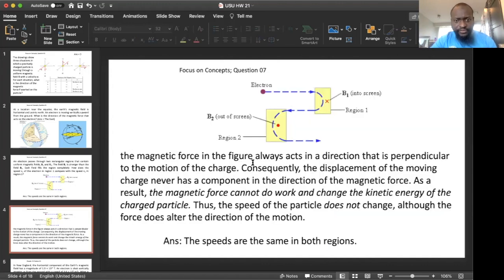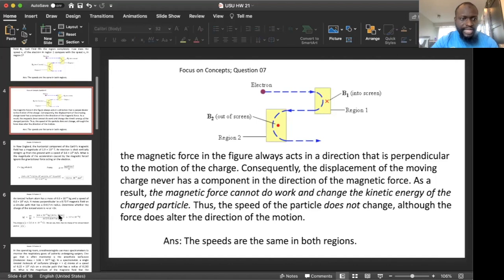So the magnetic force in the figure always acts in a direction that is perpendicular to the motion of the charge. Consequently, the displacement of the moving charge never has a component in the direction of the magnetic force. As a result, the magnetic force cannot do work and change the kinetic energy of the charged particle. So if the kinetic energy is the same, the speed of the particle does not change, although the force can alter its direction as it moves. So the speed is the same in both cases, irrespective of the magnetic field magnitude or the speed or the diameter. All right, that solves that.